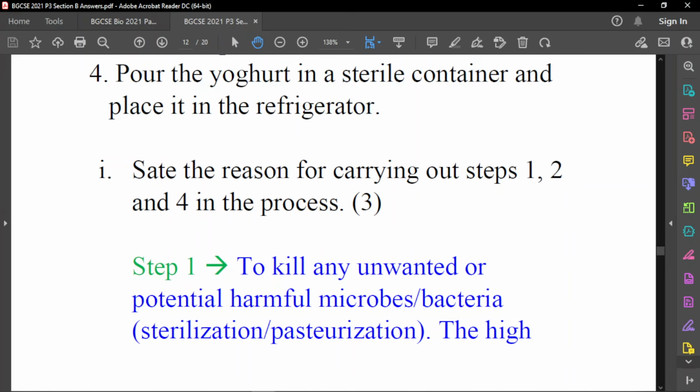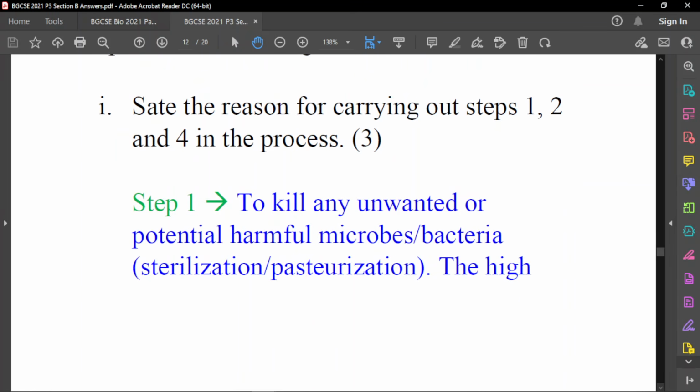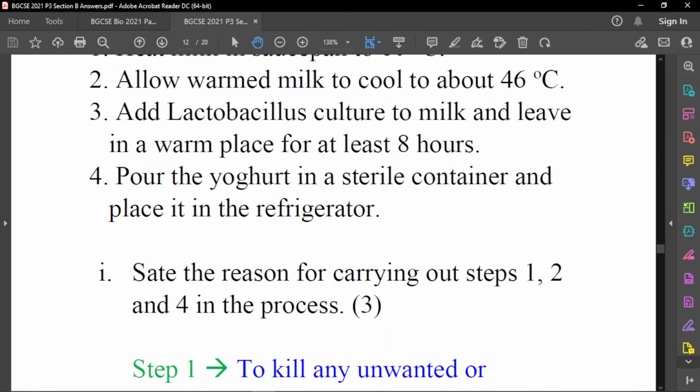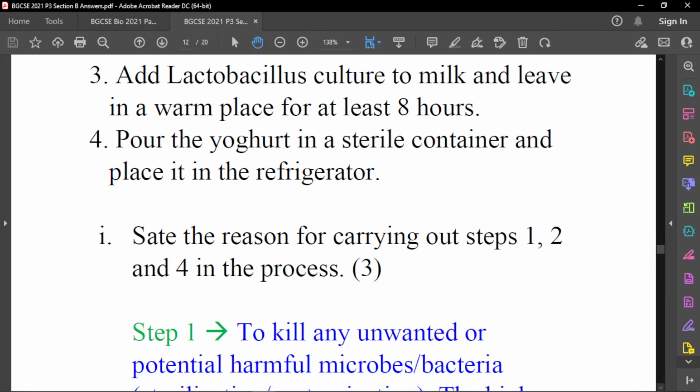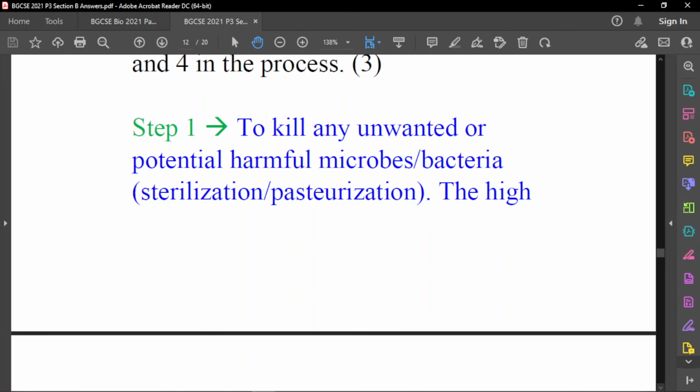Now, part 1 of this question is to state the reason for carrying out steps 1, 2, and 4. So not 3, but steps 1, 2, and 4. Step 3 was to add the bacteria. So 1 is to heat, 2 is to allow it to cool, and 4 is to pour it in a sterile container. Step 1: why warm it is to kill the unwanted or potentially harmful microbes or bacteria. In other words, you're doing a sterilization process, or what they call pasteurization of the milk.